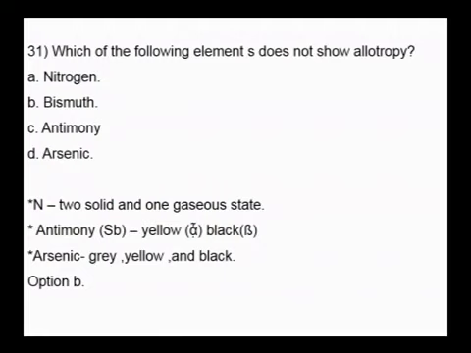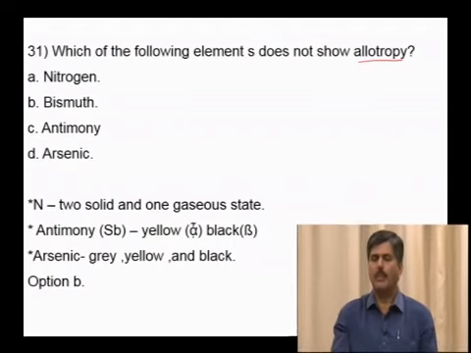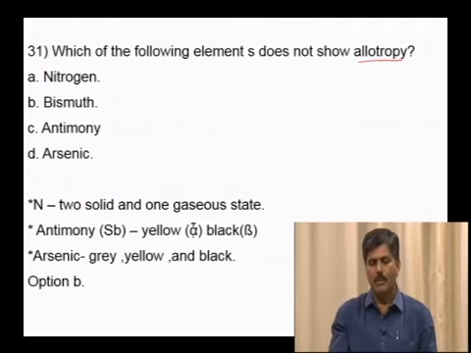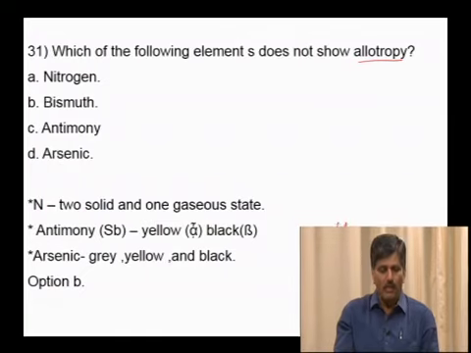Which of the following elements does not show allotropy? Allotropy means the same element present in different elemental forms. Usually nitrogen shows allotropy, carbon shows allotropy. Here the nitrogen family is given. The first option is nitrogen, the second option is bismuth, the third option is antimony, the fourth option is arsenic. Bismuth is the last element present in the 15th group. It is purely metallic. Therefore, the option is B.